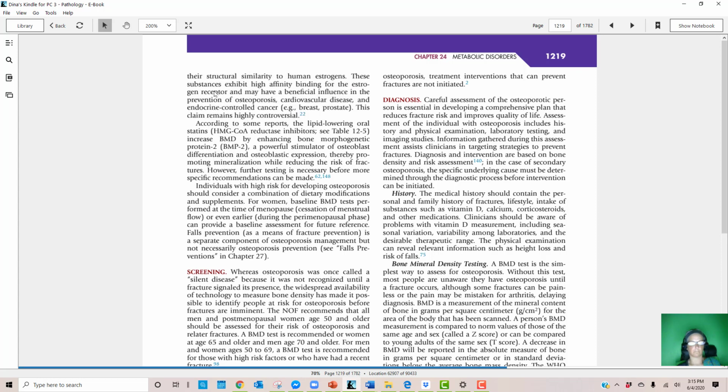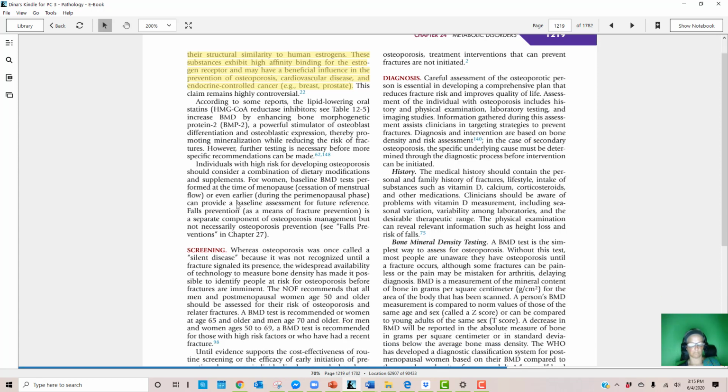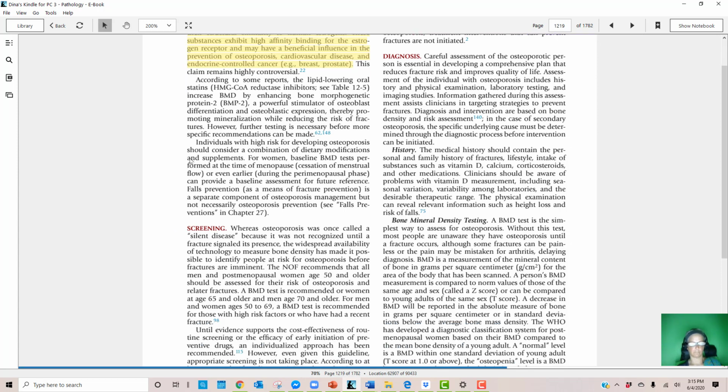According to some reports, the lipid-lowering oral statins, HMG-CoA reductase inhibitors, see Table 12.5, increase BMD by enhancing bone morphogenetic protein 2, BMP2, a powerful stimulator of osteoblast differentiation and osteoblastic expression, thereby promoting mineralization while reducing the risk of fractures. However, further testing is necessary before more specific recommendations can be made.